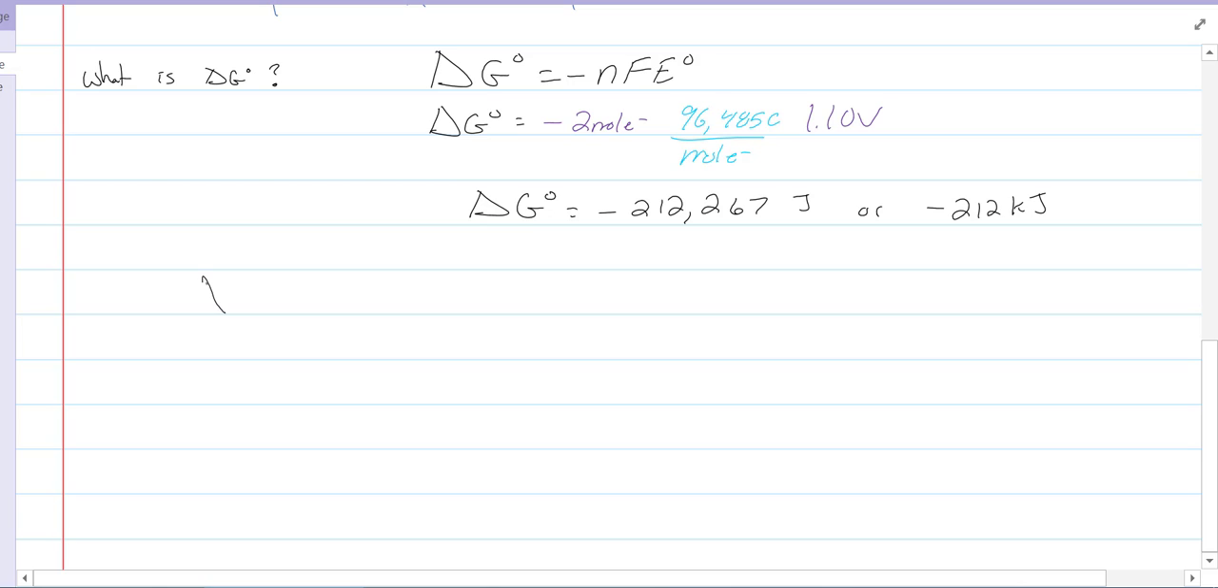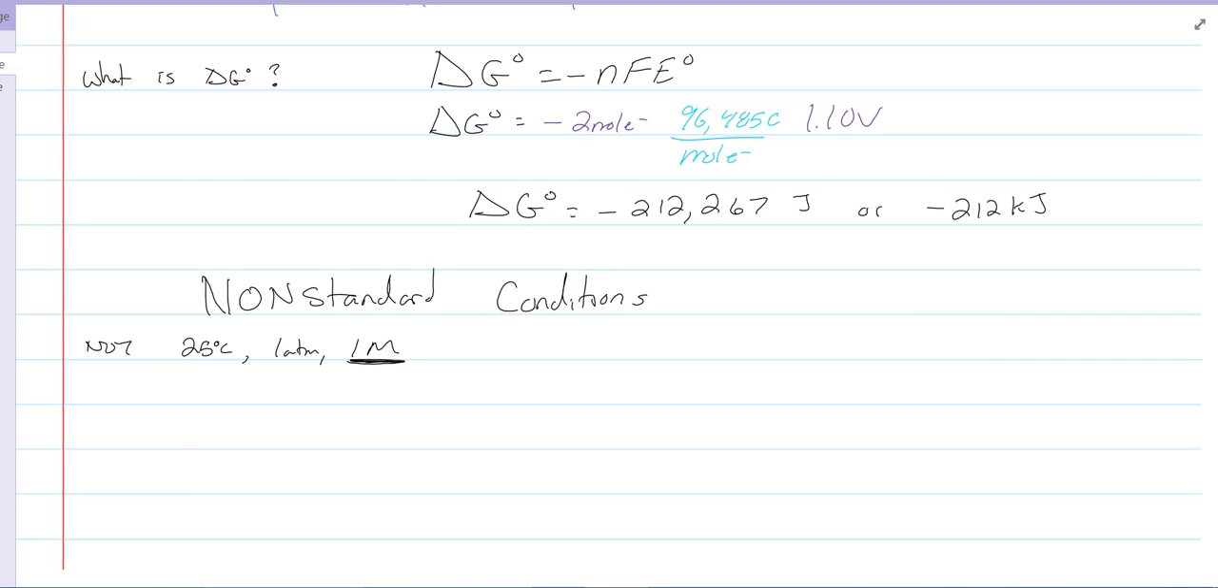Now let's look at non-standard conditions. So this is not at either 25 degrees Celsius or 1 atmosphere or 1 molar. And we're going to focus in on the concentration. Most of the time you've noticed in Chem 1 and Chem 2, I call it chemistry land in the textbook, everything's magically at 25 degrees Celsius. So that's pretty much going to be how we operate. But the concentrations are going to change.